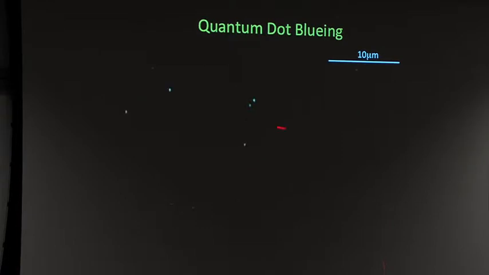And if you localize each of these guys as it blinks on, you can build up a high resolution structure. Again, this is just quantum dots sitting on the cover slip, but you can start to see all the structure with about a 30 nanometer resolution here of where they all are sitting.